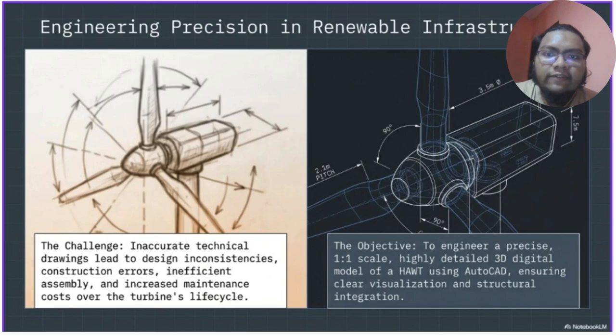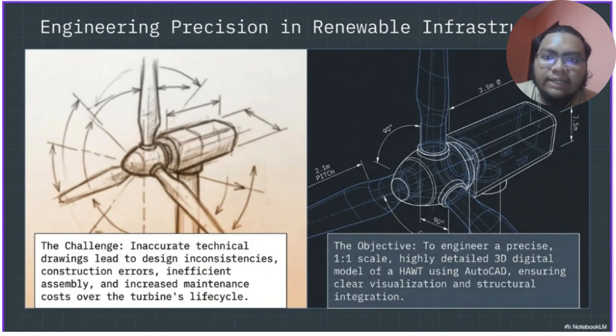Inconsistencies in the design phase inevitably ripple outward, leading to costly construction errors, inefficient assembly on site, and spiraling maintenance costs over the turbine's life cycle. To solve this, our objective, as visualized on the right, is to bridge the gap between concept and reality by engineering a precise one-to-one scale, highly detailed 3D digital model using AutoCAD. We ensure absolute clarity in geometric visualization and seamless structural integration before a single piece of steel is ever fabricated.